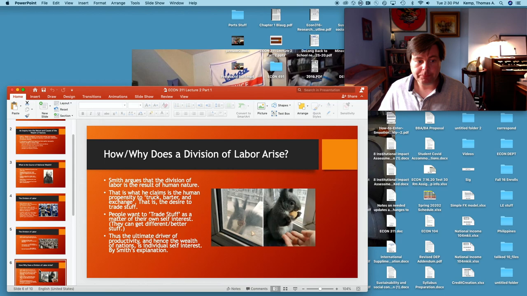Okay, so division of labor leads to increases in productivity, and then increases in productivity lead to increases in wealth. Awesome, right? That's the argument so far. Where does the division of labor come from? That's the next step. So systematic thinking, as opposed to just getting gold. What's gold good for? Stuff, right?